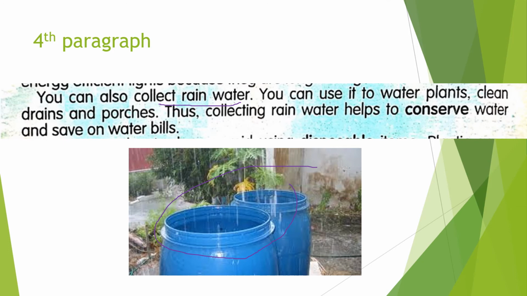What can we use this for? Water the plants. Gunakan siram pokok. You can wash the car. You can clean drains, longkang, and wash porches. Thus, collecting rainwater helps to conserve. What does conserve mean? Conserve water and save on water bills. Jimatkan bil air. Alright? So, how do we conserve water? How? We collect rainwater. We can conserve water by collecting rainwater. Alright? Okay.